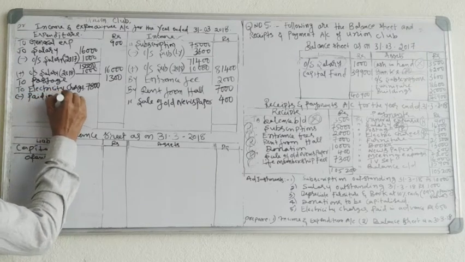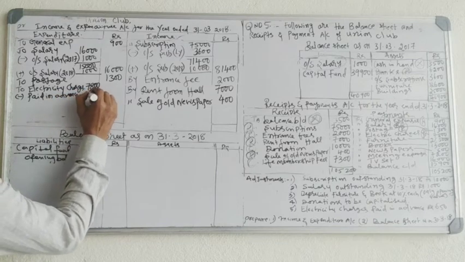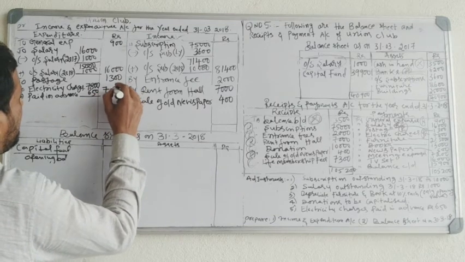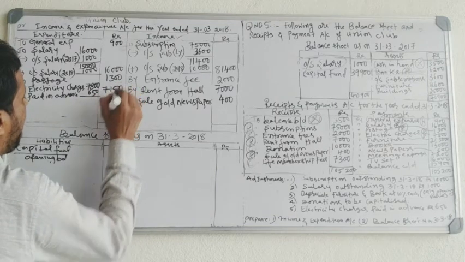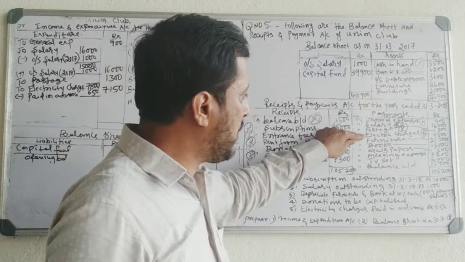Paid in advance 650. When it comes to 7,150, 7,800 minus 650 is 7,150. So electricity charges is over.